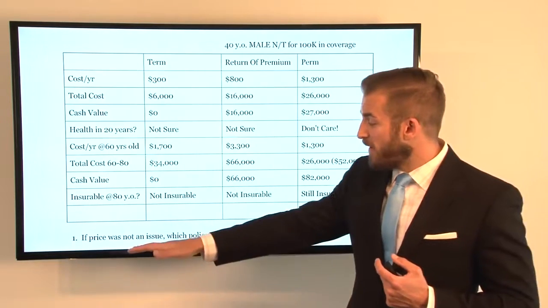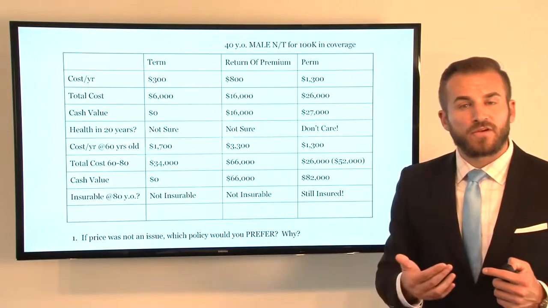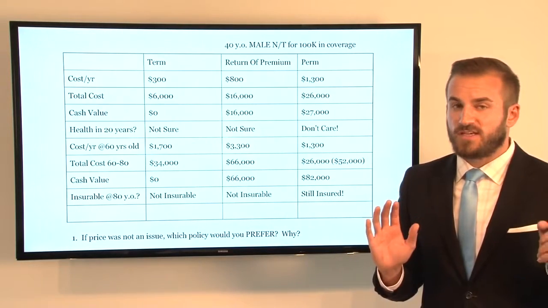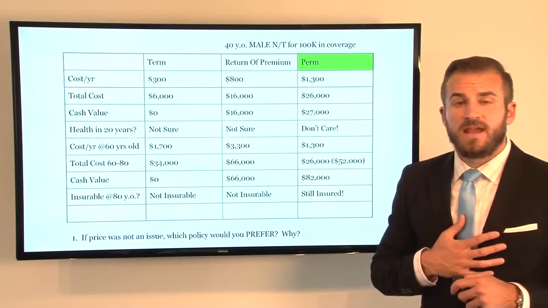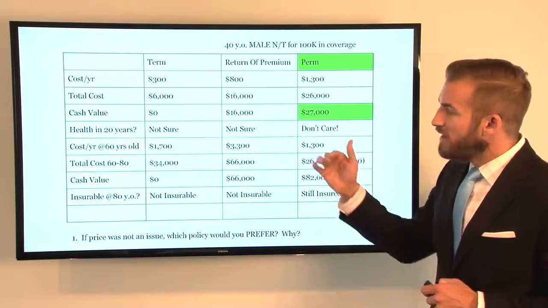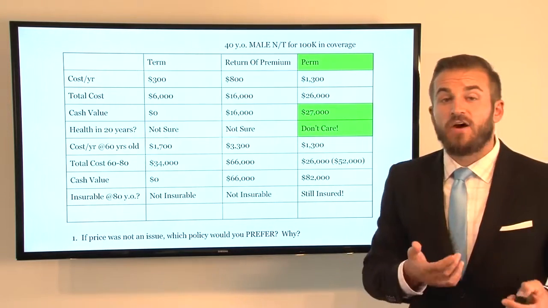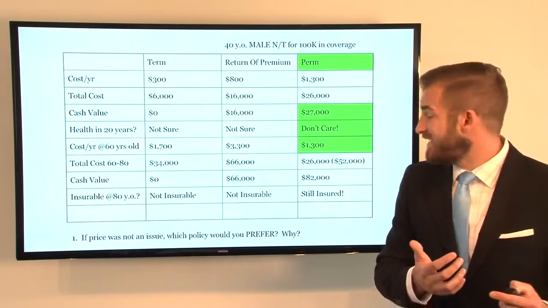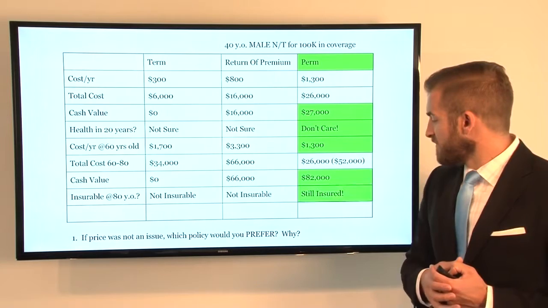So if price was not an issue, which gets rid of the objection of price, which one would you prefer and why? And then I just stop talking. The answer undoubtedly would be the permanent policy. And then I ask them why. And they tell me, well, the cash value builds up that I get to use. You don't have to check my health in 20 years. The cost doesn't go up. Oh yeah, and I have cash value in 40 years.